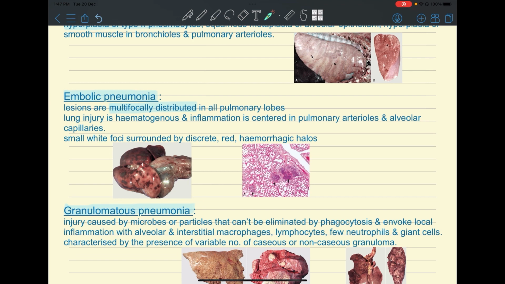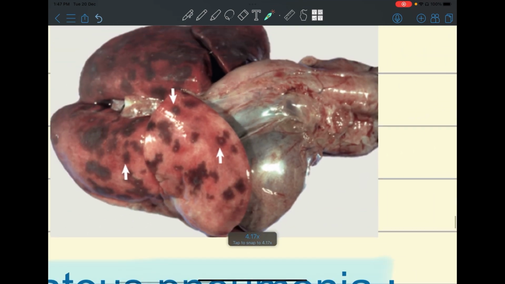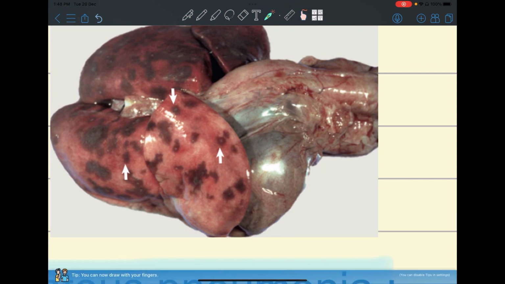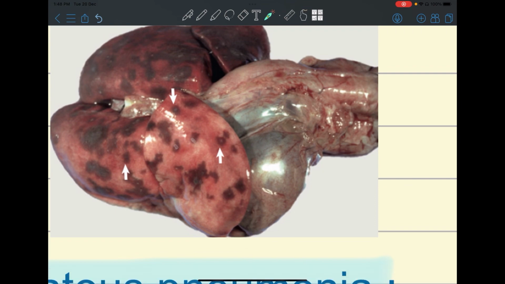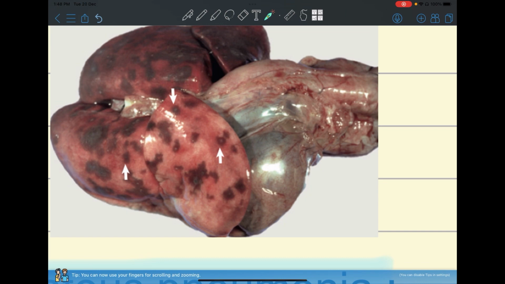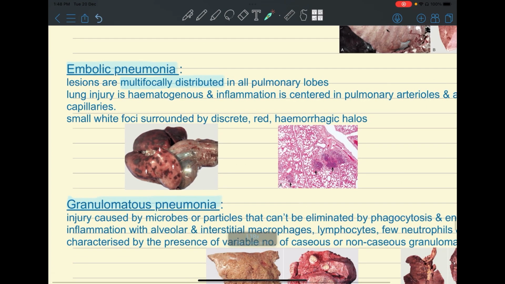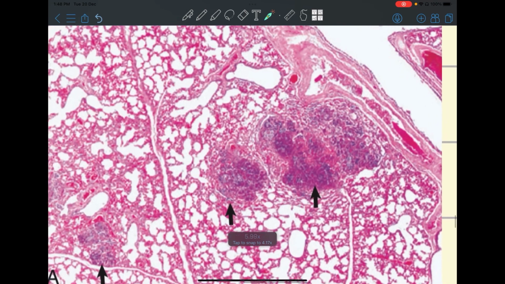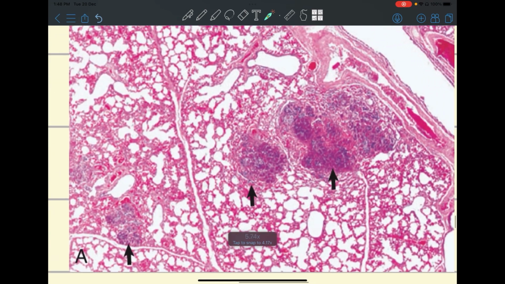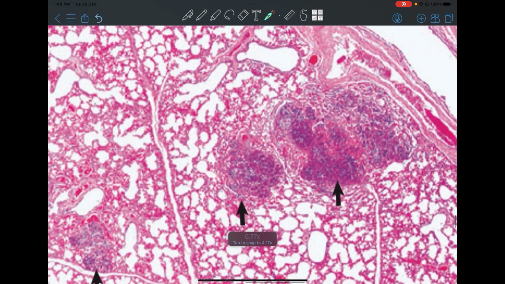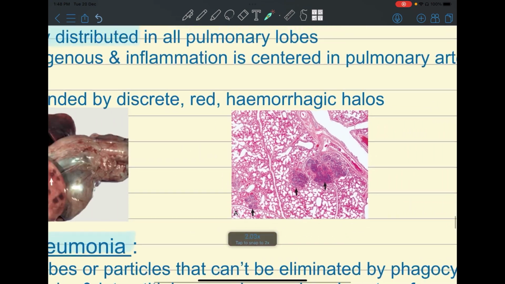Now, the small white foci surrounded by discrete red hemorrhagic halos are characteristic lesions. So you can see, if you look closely, I hope you can appreciate these small foci, and they are surrounded by red halos like this. And this is a picture of a lung that has embolic pneumonia. Microscopically, this is that emboli right here with all that neutrophilic infiltration.